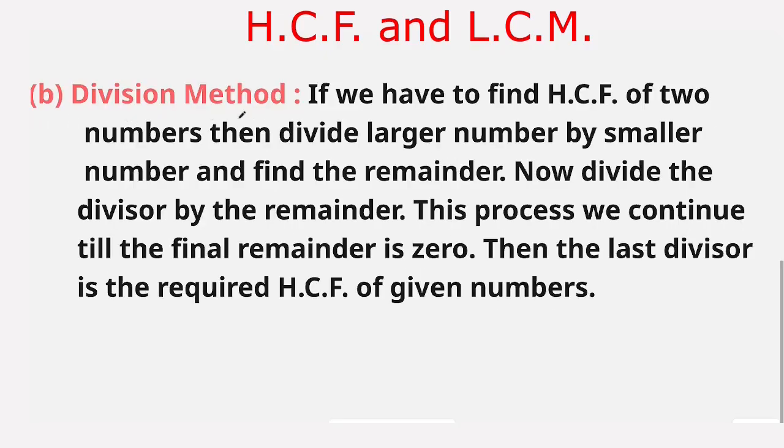Point B. Division method. If we have to find HCF of two numbers, then divide the larger number by the smaller number and find the remainder. Now divide the divisor by the remainder. This process we continue till the final remainder is 0. Then the last divisor is the required HCF of given numbers. We will learn it by one example. Our next example, example 2, is find the HCF of 3538 and 3712.